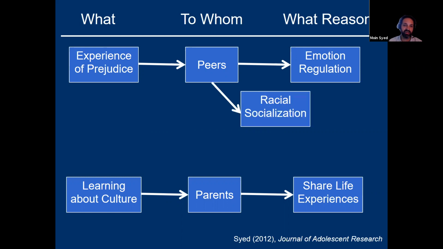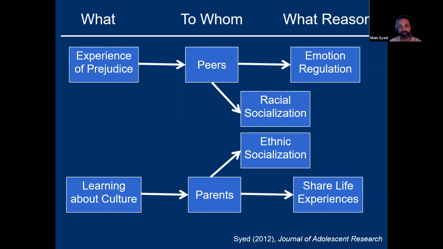And it made us think that peers might be a particularly important agent for racial socialization. So experience of prejudice, talking about discrimination, racism, prejudice, that falls within the racial socialization realm, that maybe peers are really the important agent of racial socialization, whereas parents are the important agent of ethnic socialization. So focused on issues of cultural heritage and things like that. So we started to think, okay, there could be these two different pathways.